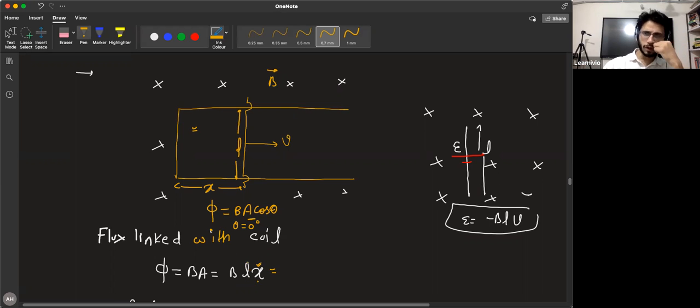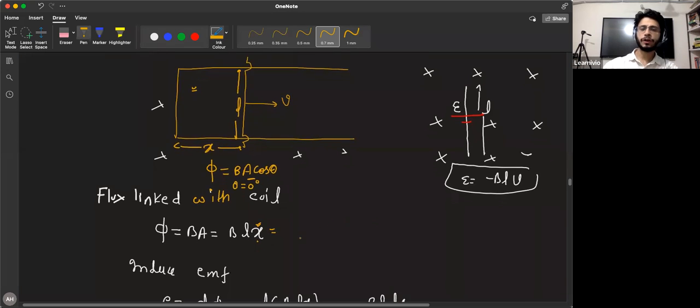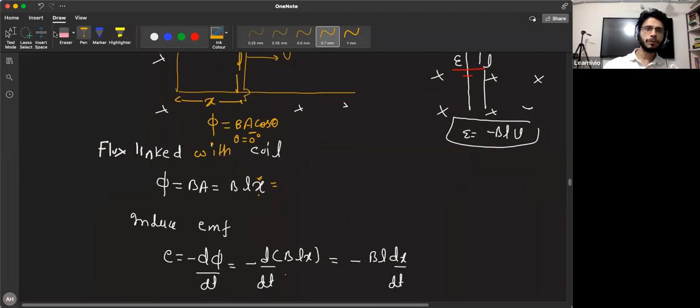What is Faraday's law, Sefula? Epsilon equals d phi by dt. Yes, epsilon is EMF. So Faraday's law says the induced EMF is the rate of change of flux. Let's start the calculation.